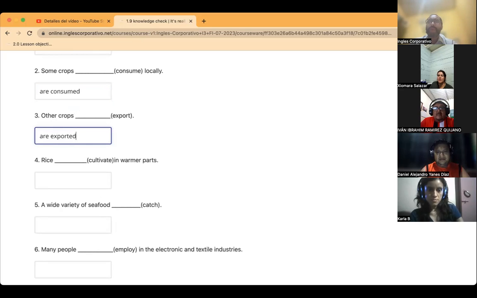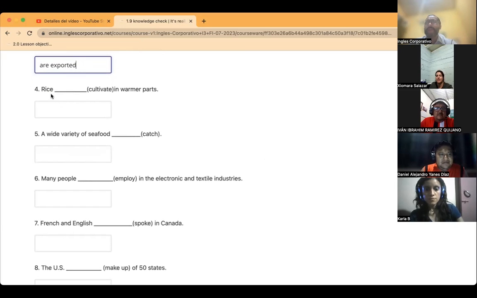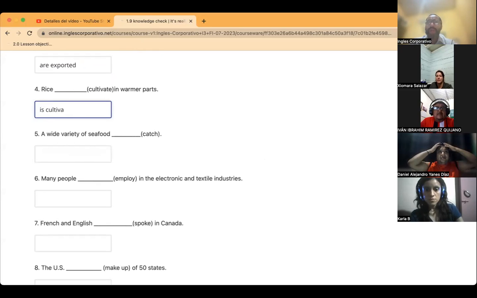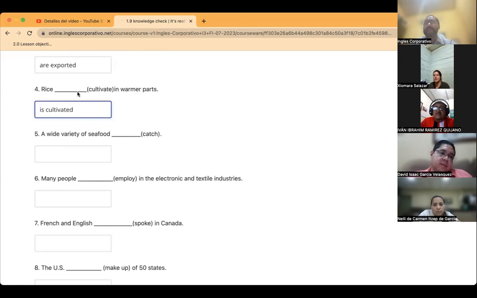Remember, export with exported, E-D. Correct. But exported, yes, but this is marked wrong. I wrote the same. We're exported, but that mark is wrong. Okay, we're going to check what happened and see in just a moment. What about rice? It's cultivated. Right, it's in plural. So we use "is cultivated." Why not "are cultivated"? Because it's singular, it's non-countable.